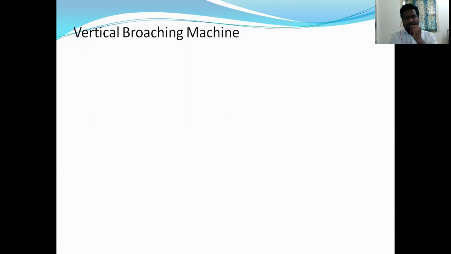And we also moved to the types of broaching machine. In that, the horizontal broaching machine, which may be pushed or pull type, and the vertical broaching machine. The second type is the continuous broaching machine, in that horizontal continuous broaching machine or rotary table continuous broaching machine. So these are the 4 types of broaching machines.